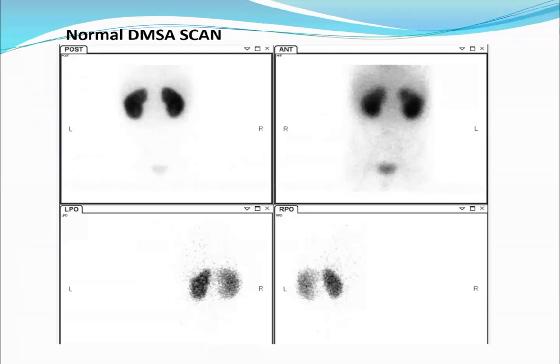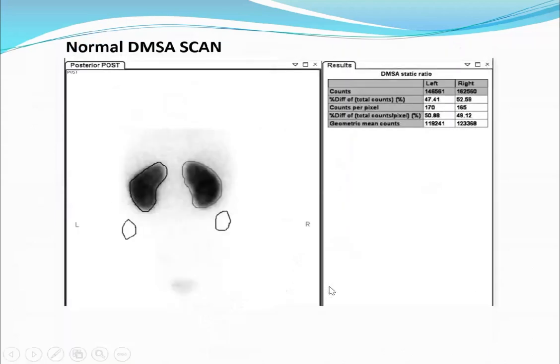Example for a normal DMSA scan, as we see here, both kidneys show good tracer uptake with homogeneous distribution of the radioactive tracer without detectable cortical photopenic areas. This is the posterior anterior. This is the left oblique, and this is the right oblique. This is the relative split uptake with the left kidney 40% and the right kidney 53%.